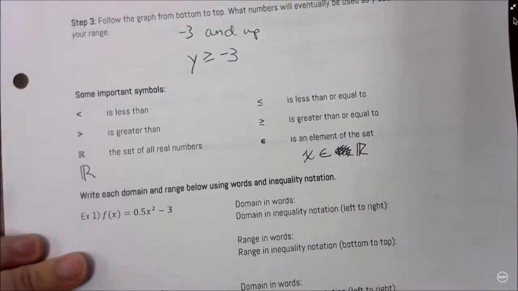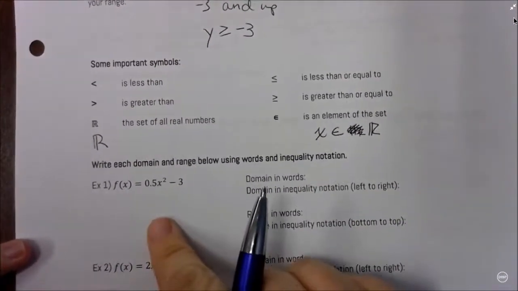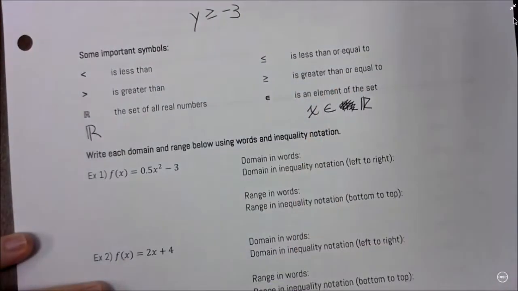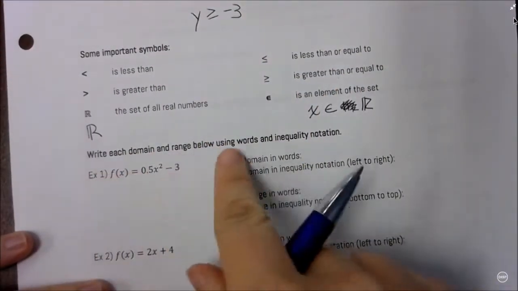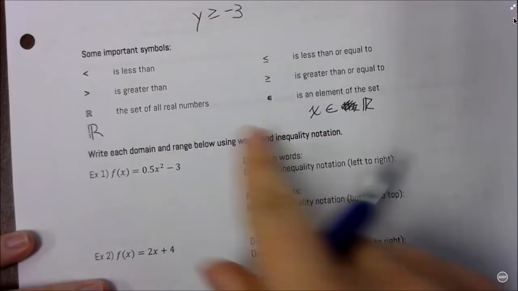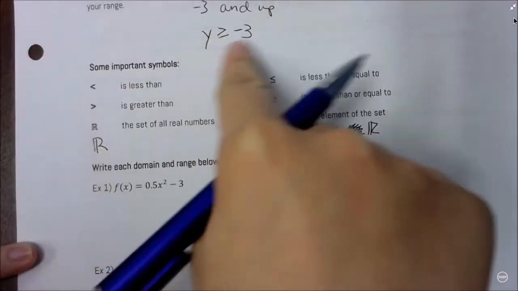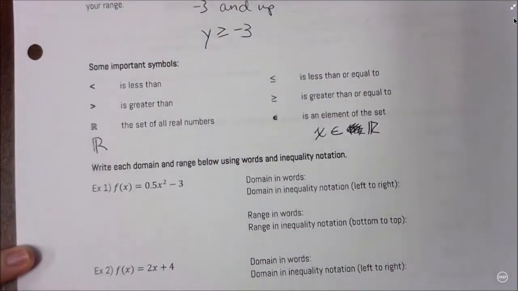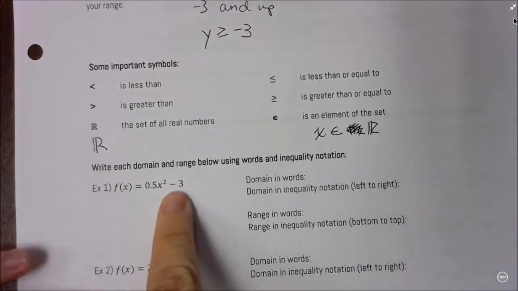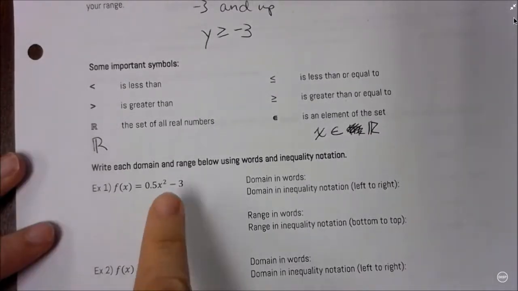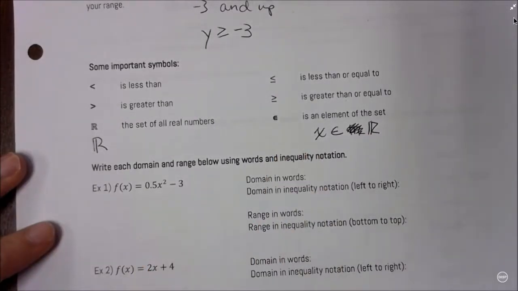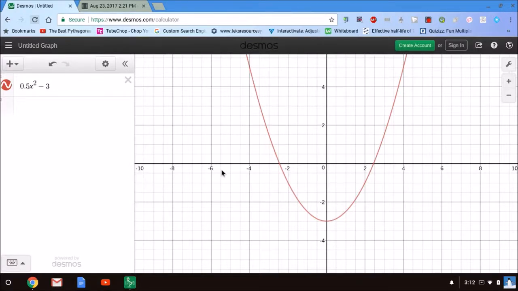Let's try some others, and we're going to practice using these symbols. So write each domain and range below using words and inequality notation. That's what this is, and that's inequality notation. So let's check out example 1. I'm going to pull it up on the graph, and then we'll look at domain and range. Here's my function pulled up on Desmos, and I want to know what the domain and range are.